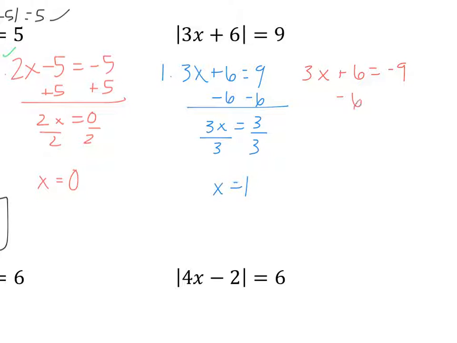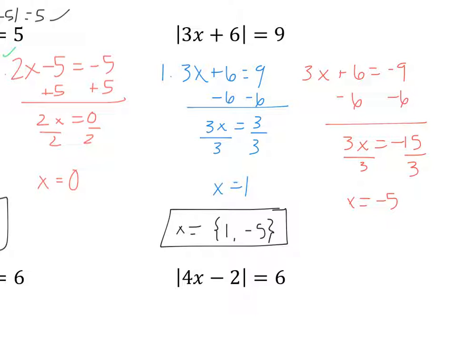Then my other equation here, I'll subtract 6. 3x equals negative 15. Divide by 3. X equals negative 5. So my two solutions that I get are 1 and negative 5.